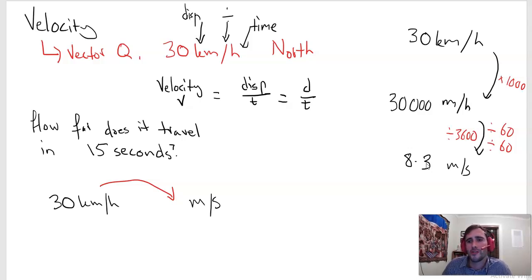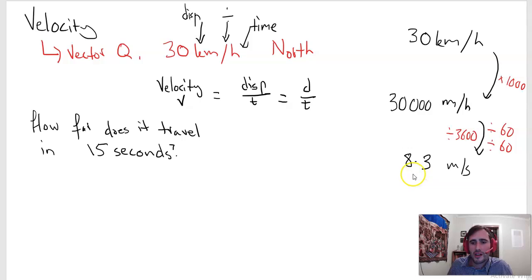Someone who walks would do max like 5 kilometers an hour, which would be a sixth of that. So it's about 2 meters a second. Now that's the first step. We've done this translation. Now what we need to do is answer this question. Well, how far does it travel in 15 seconds?